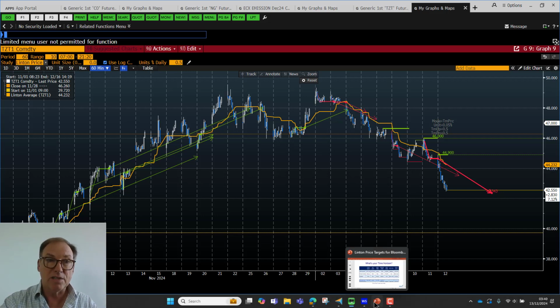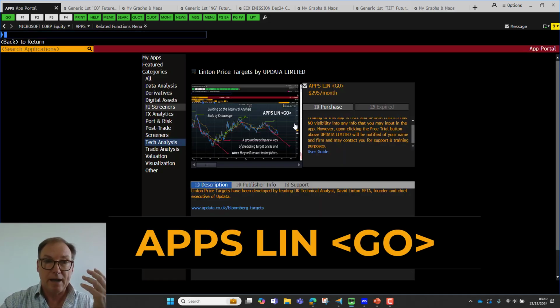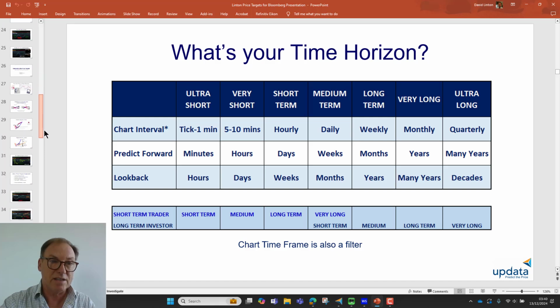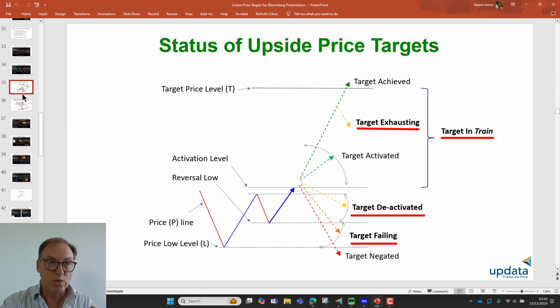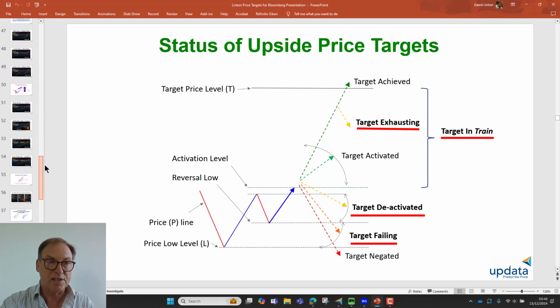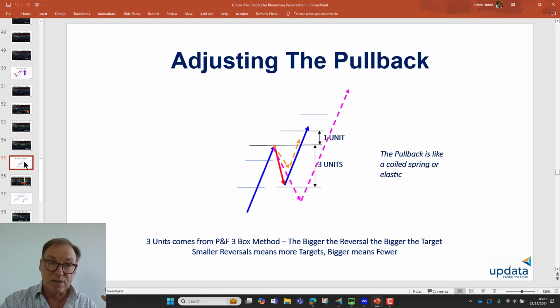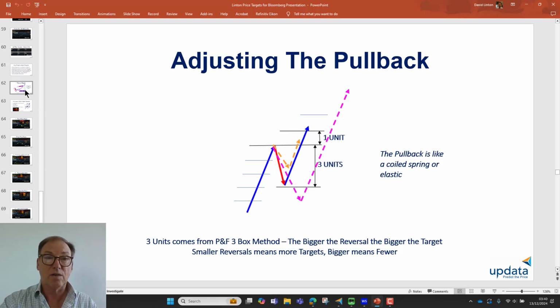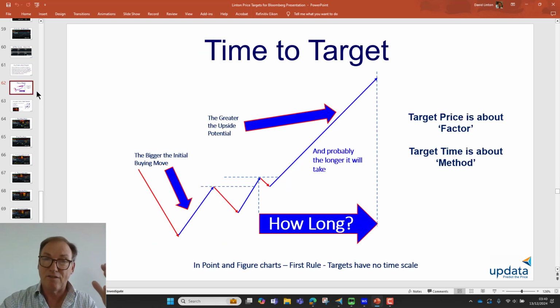Now have a go with the targets. Remember, it's APPS LIN Go. Try them on your Bloomberg, see for yourself, and do watch the explainer. There's all the different rules and methods of how you interpret and understand the targets. Remembering these are derived from point and figure charts, so this is an old technique reimagined, not something that's been invented. It's just a different way of looking at the price targets on your time-based charts.